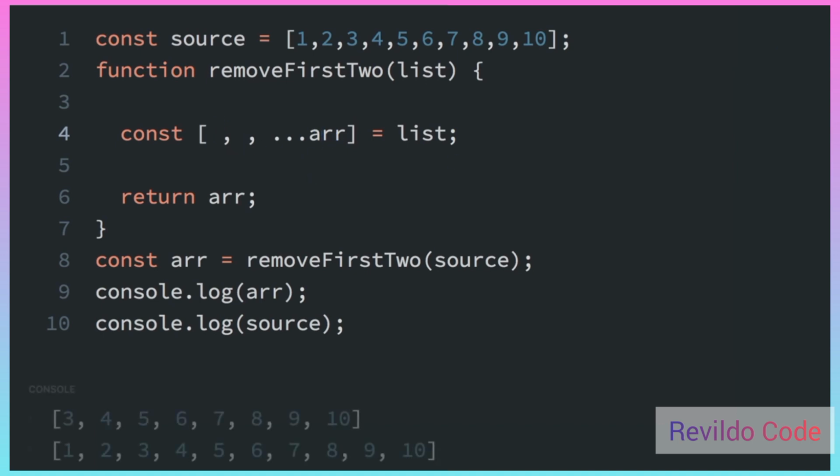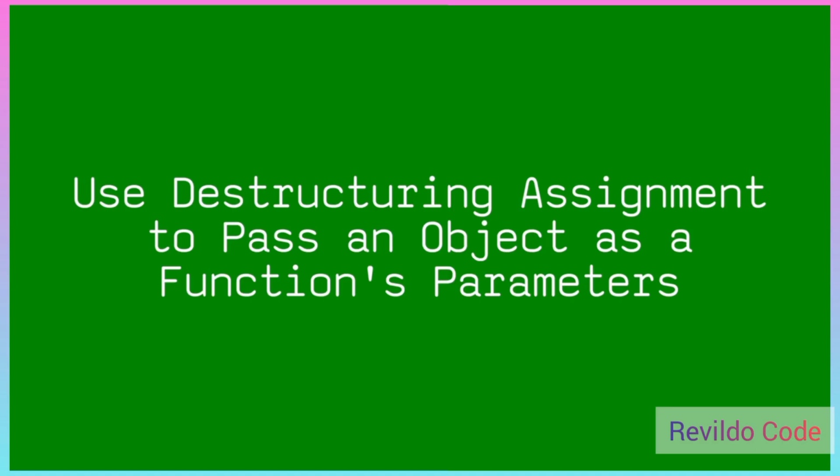So if I run that, you'll see that we did that. If you look in the console, we've logged the array and the first two elements are missing. And then we have the original array down here.